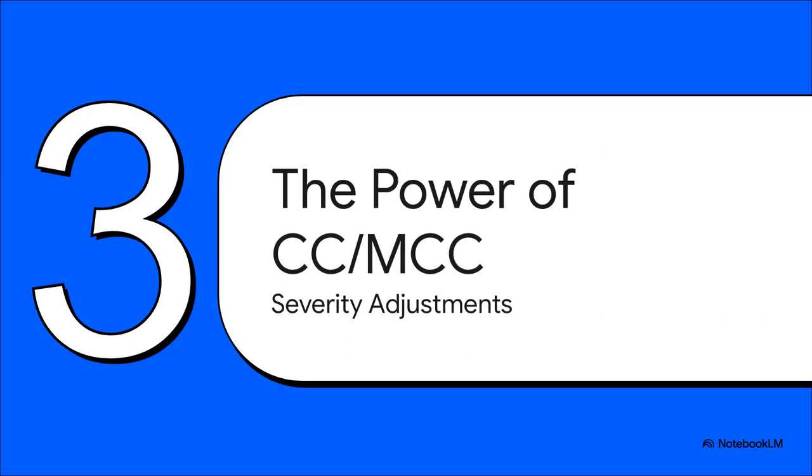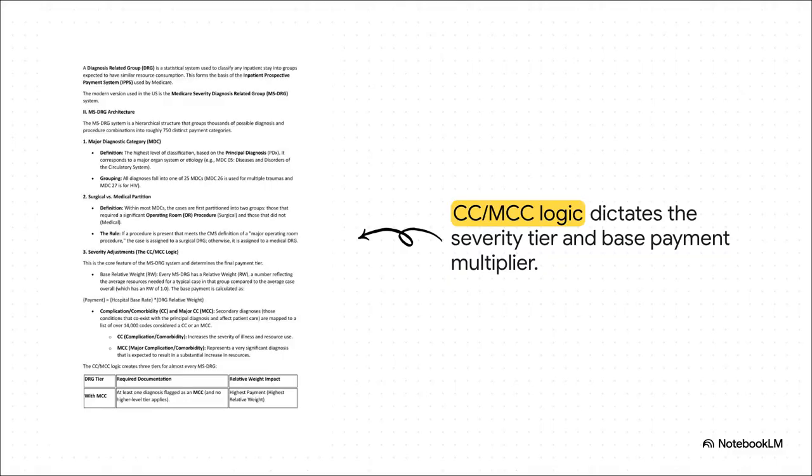Which brings us to Section 3, the power of CCs and MCCs. We absolutely need to zoom in on these severity adjustments because, honestly, this is where the financial and compliance stakes get incredibly high. So, secondary diagnoses get mapped to act as either complications or major complications, and it literally just takes one. Having a single MCC, think sepsis or maybe acute renal failure, rockets the patient right into the highest payment tier. A standard CC, like malnutrition or a simple UTI, drops them in that middle tier, and obviously having neither leaves them at the baseline. This logic is what drives the relative weight of the DRG, which acts as the multiplier for the hospital's base payment rate. It's a huge deal.